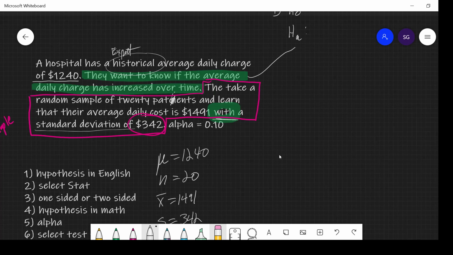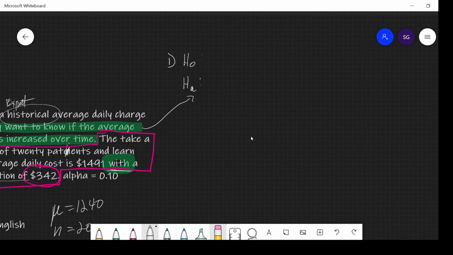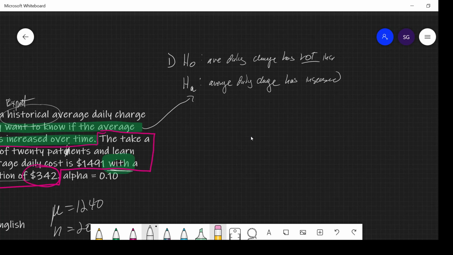So I'm going to turn this into my alternative hypothesis, my H sub 1 or my H sub A, and I'm going to say the average, a statement, not a question, right? The average daily charge has increased, right? And so the null hypothesis is the exact opposite. The average daily charge has not increased. All right, good.